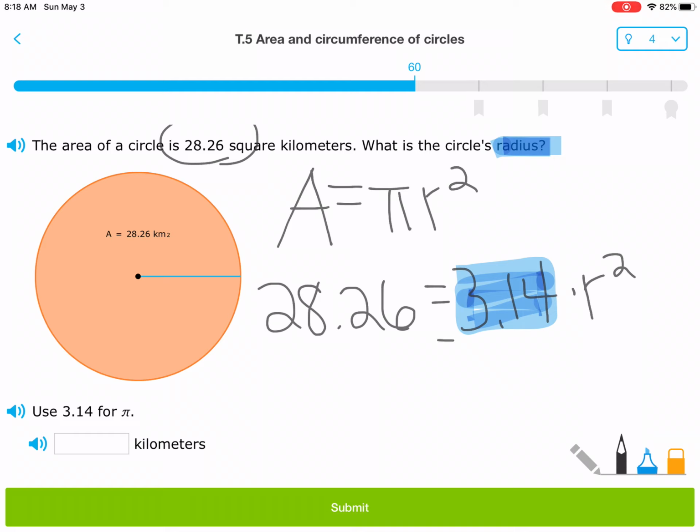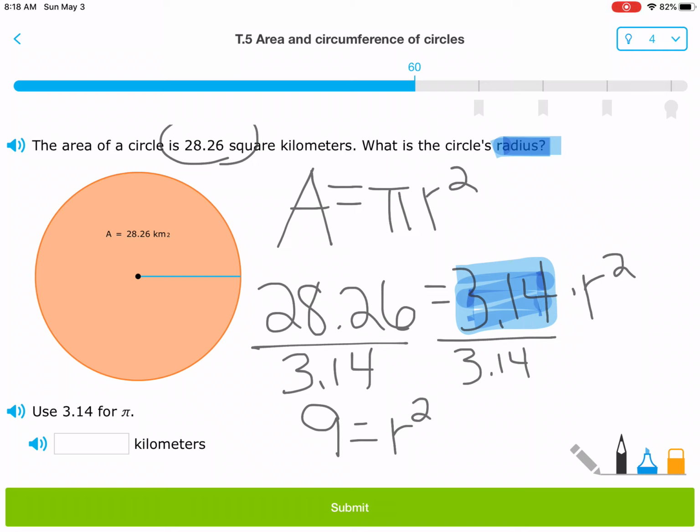Divide by 3.14 on both sides of the equation. So 28.26 divided by 3.14 gives me 9. 9 doesn't equal r though. 9 equals r squared. So what does that mean? That means I have some number times itself that gives me this. So that means I need to take the square root of 9. Okay, the square root of 9 is going to be 3. So r, or the radius, equals 3. 3 times 3 gives me 9.